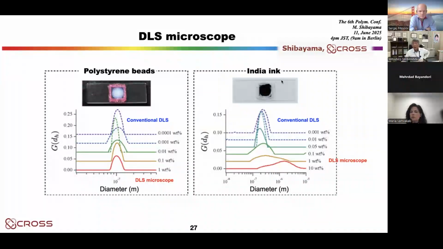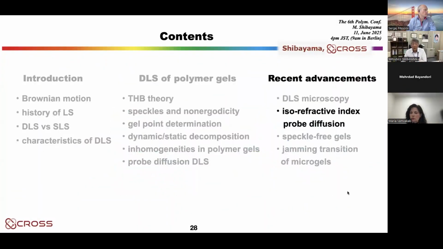Same thing happening in India ink. It's completely black. This is not multiple scattering. This is just absorption. And with conventional dynamic light scattering, we need to dilute about 100 or 1,000 times. However, the microscope allows us to obtain this kind of size and also distribution. This is a unique feature of that. So this is topic one.